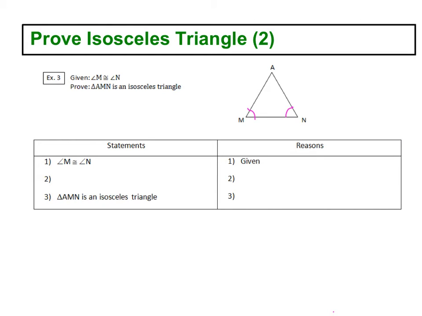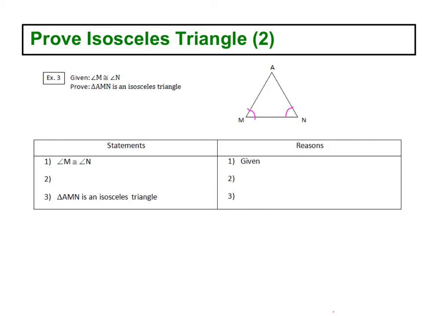Now, one thing to notice about this picture is there's only one triangle. So we're not going to have to prove two congruent triangles and then use our CPCTC. So that's a big reason why this is a shorter proof than some of the ones we've done before. Alright, so we have a pair of congruent angles and we want to prove that triangle AMN is an isosceles triangle. So going to our statements, here's angle M is congruent to angle N, and that's given to us.